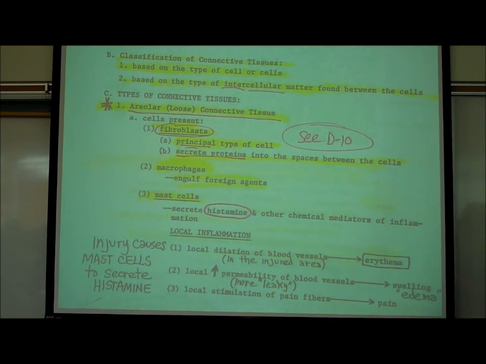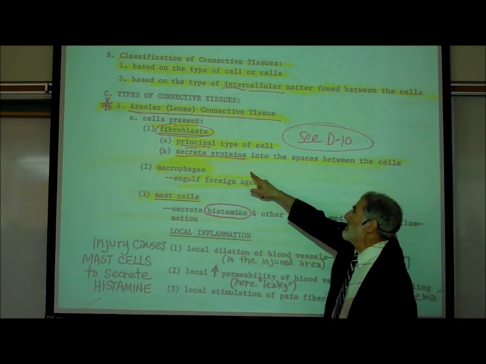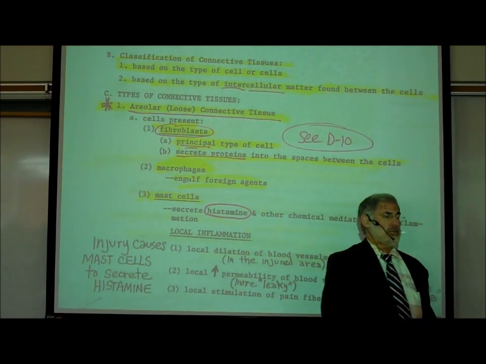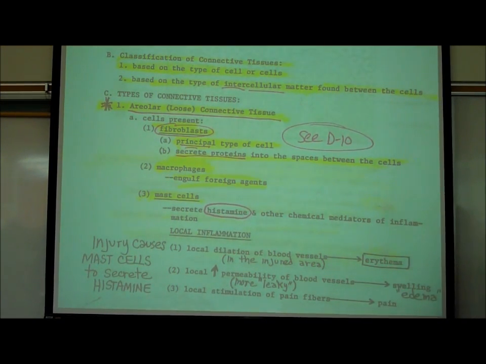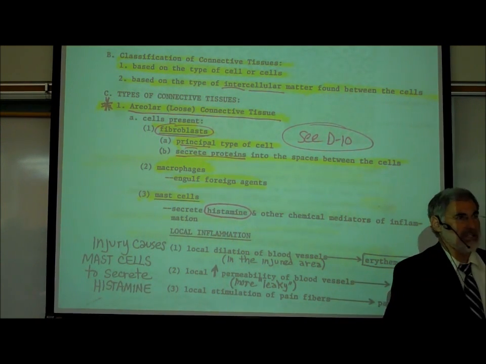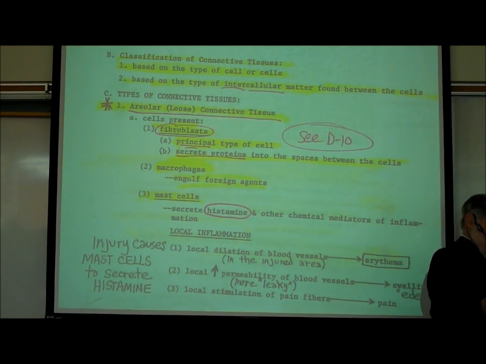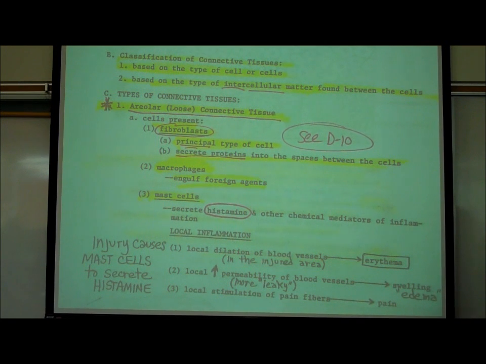What do these fibroblasts do? They secrete proteins. What are the two proteins they secrete? They were the ones listed on D10. Collagen and elastin. What's collagen all about? Strength. What's elastin about? Elasticity, flexibility. So this tissue is both strong and flexible.